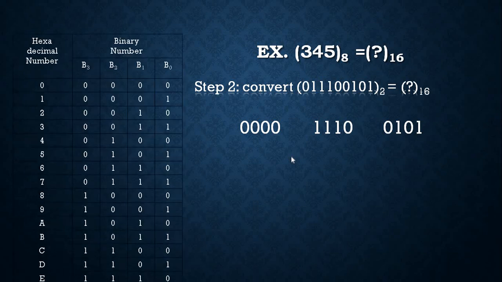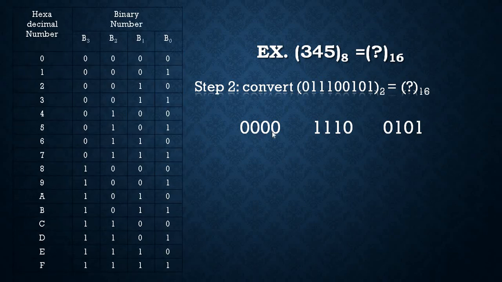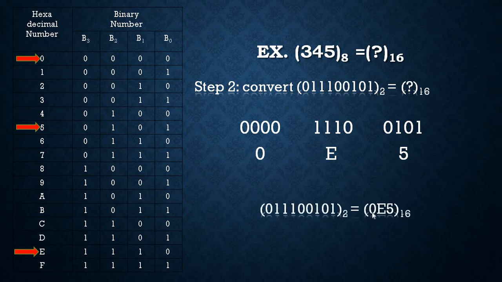We observe the table. For 0000 we get the hexadecimal digit 0. For 1110 we get the hexadecimal digit E, we write here. For 0101 we get the hexadecimal digit 5, we write here. And now to write the result we combine all the hexadecimal digits as 0E5 to the base 16. In this way we convert 345 to the base 8 into a hexadecimal number.